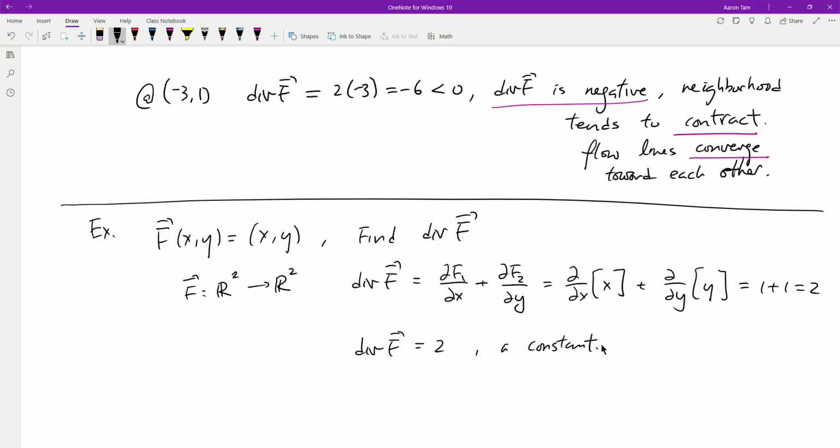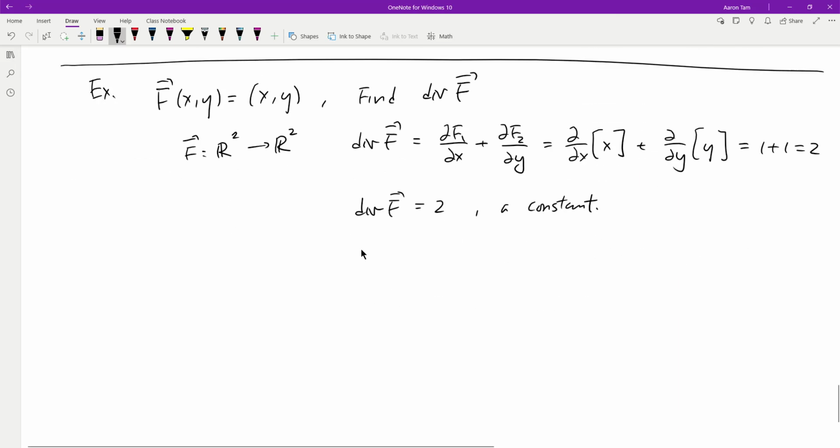So now the interesting question I want you to think about is what does that mean about the flow line of this vector field? Try to think of it this way. Because the divergence is a positive number, that indicates the neighborhood tends to expand near a point. And because the value is a constant regardless of where you are, you can anticipate that the flow lines expand or move away from each other at the same fixed rate. So let me show you what this vector field looks like, and then you'll see that it will make sense.